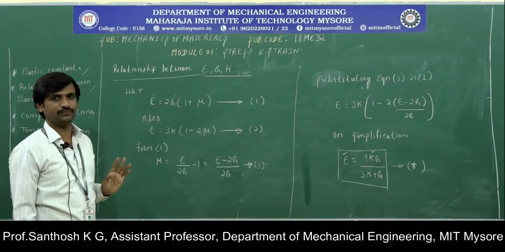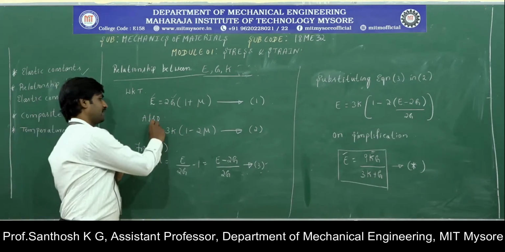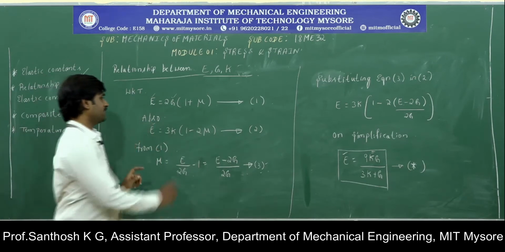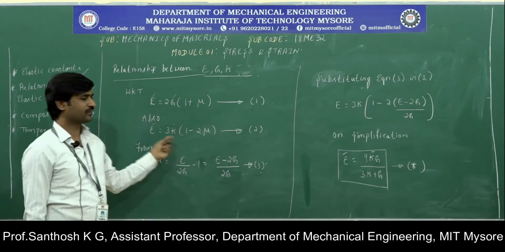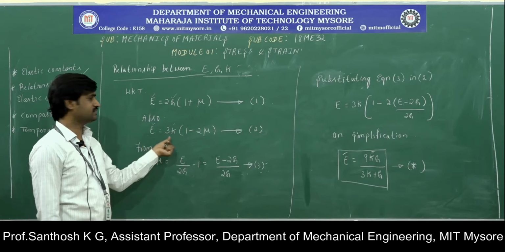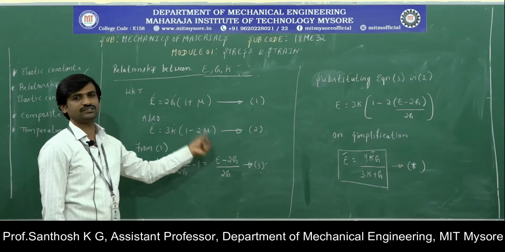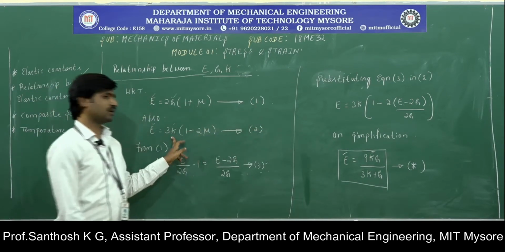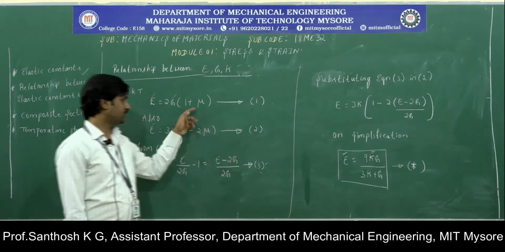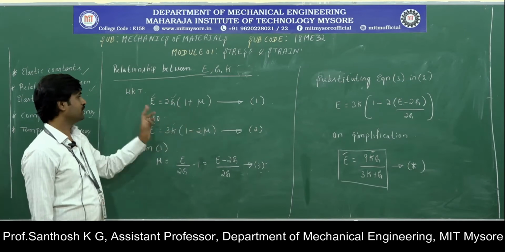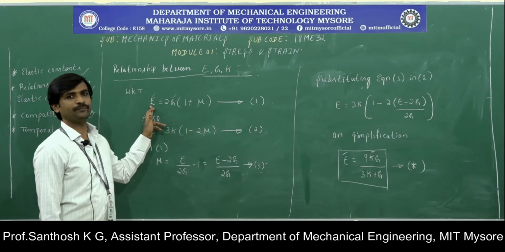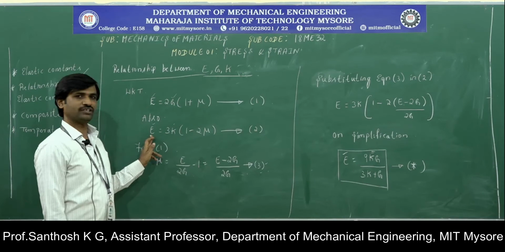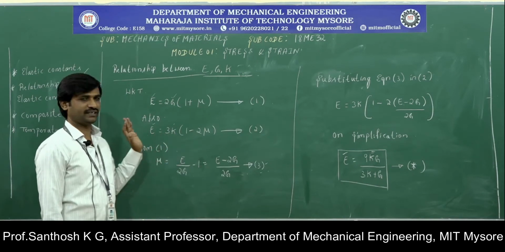into 1 plus mu. Similarly, the Young's modulus E can be related with bulk modulus K with the relation E equals 3K into 1 minus 2 mu. I am going to call the first equation 1 and the second equation 2. In equation 1 we have E and G, and in equation 2 we have E and K.